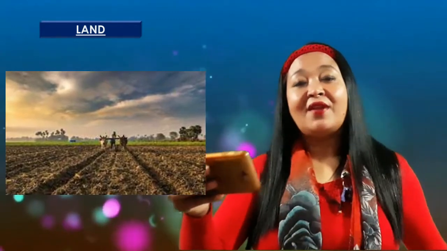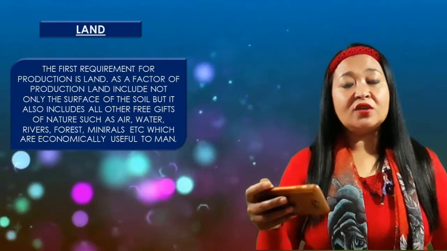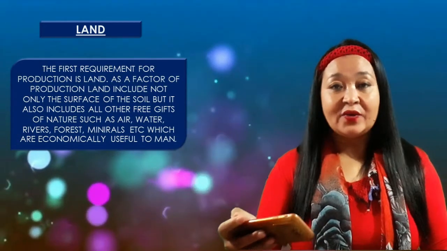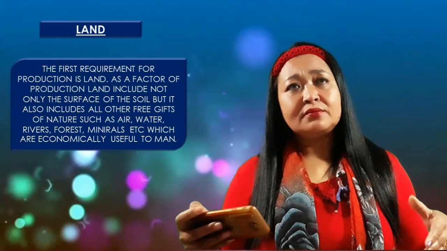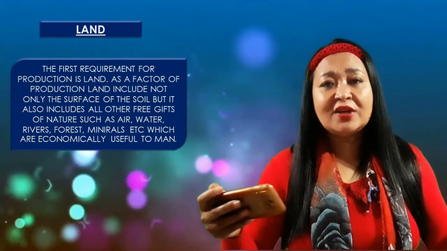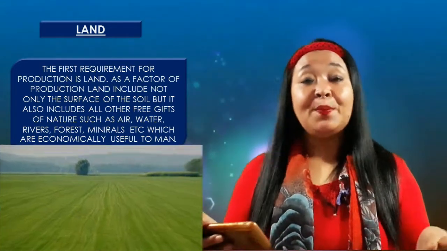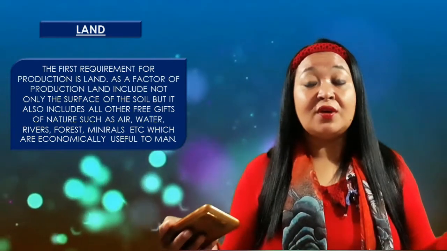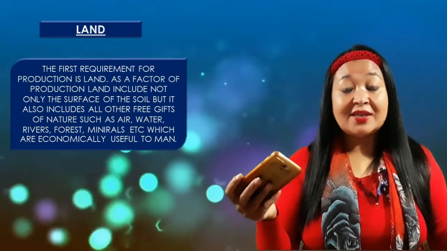Before I tell you the characteristics, briefly, though I had already explained in the last class what land is, I am going to tell you what land is. The first requirement for production is land. So what is land then? As a factor of production, land not only includes the surface of the earth or the soil. In economics, land means everything that is provided free of cost by nature as a gift. You understood? That's a free gift of nature.